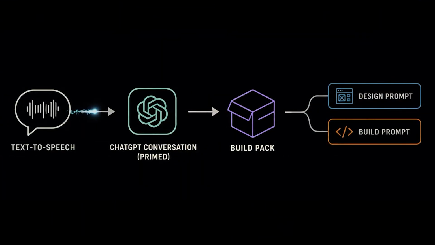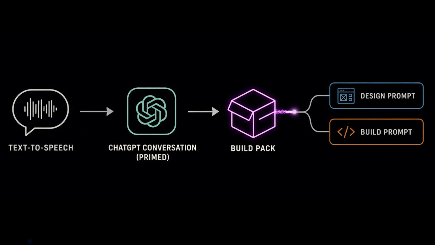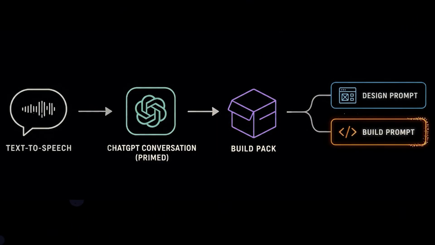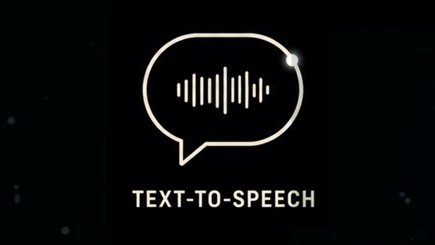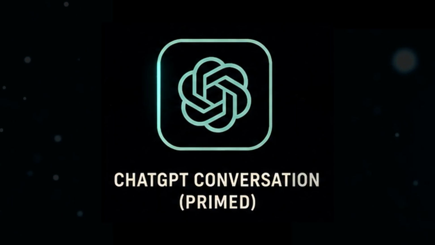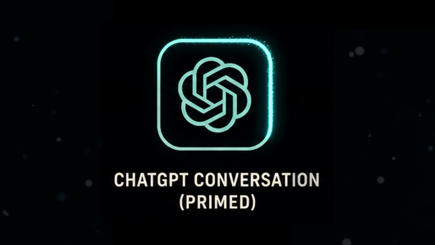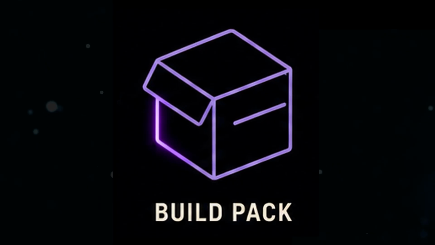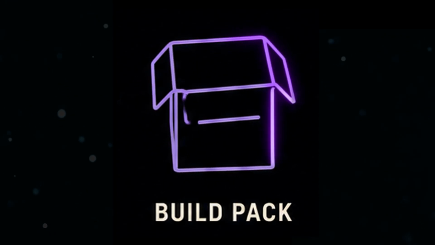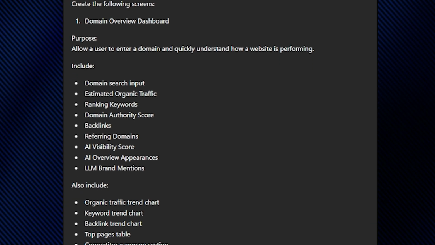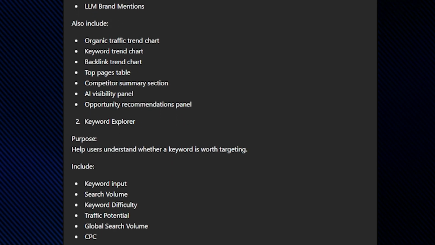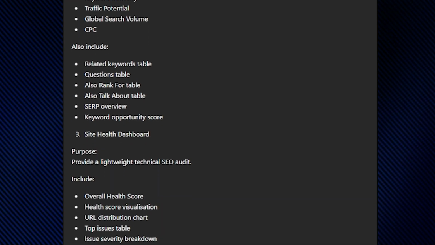So I'm not going to go too deep into the software composing process here because that's probably a whole separate video. What I do is describe, usually using text-to-speech, exactly what I want to build in as much detail as I can. That conversation then takes all of that systems thinking and converts it into a build pack. The build pack has two parts. First, there's the design prompt, which is this one here. That's where we describe what the product should look like, what screens it needs, what the interface should include, and how the whole thing should feel visually.